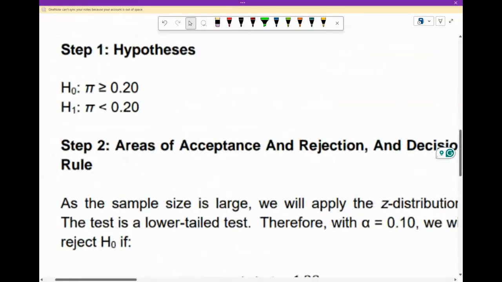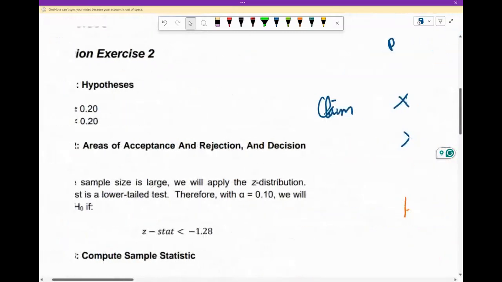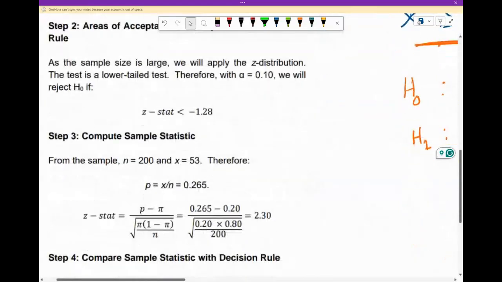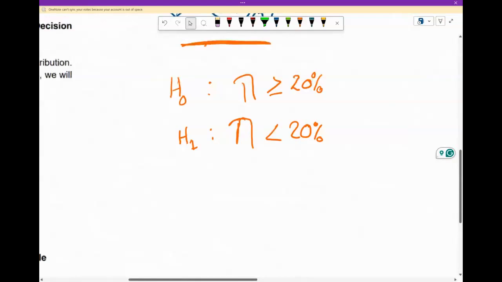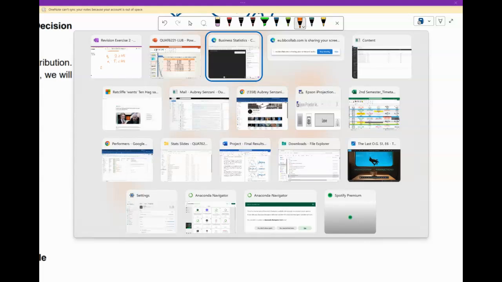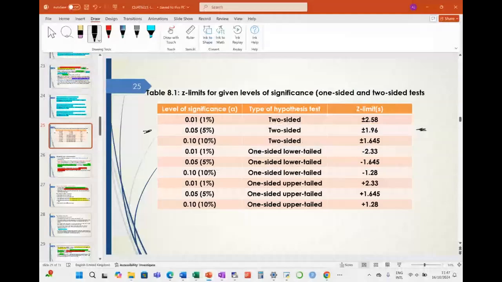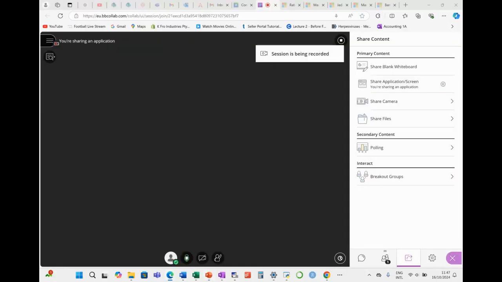Step number 1. So now again, we have to ask ourselves about the area of acceptance and rejection. What was our level of confidence? 0.1, which is 10%. So we go back to our slide. We just did step 1, right? Yes, we only did step 1. So now we determine the region of acceptance. Yes. Okay.